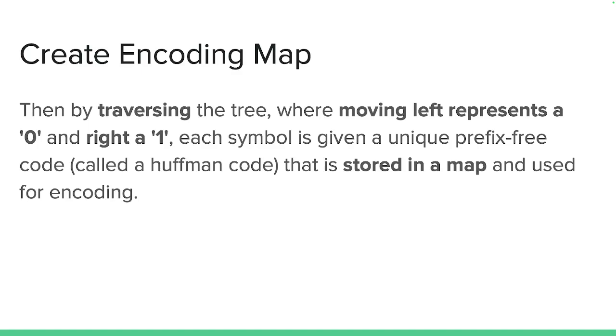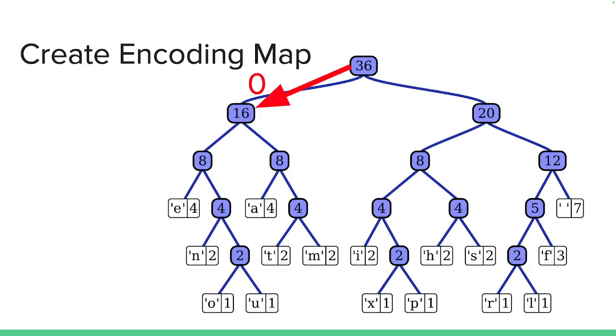The final step in preparing to encode and decode is to create an encoding map, which we do by traversing the tree. And every time we move left on the tree, we represent that with a 0. And every time we move right on the tree, we represent that with a 1, which then gives us an efficient map for storing these symbols and compressing them.